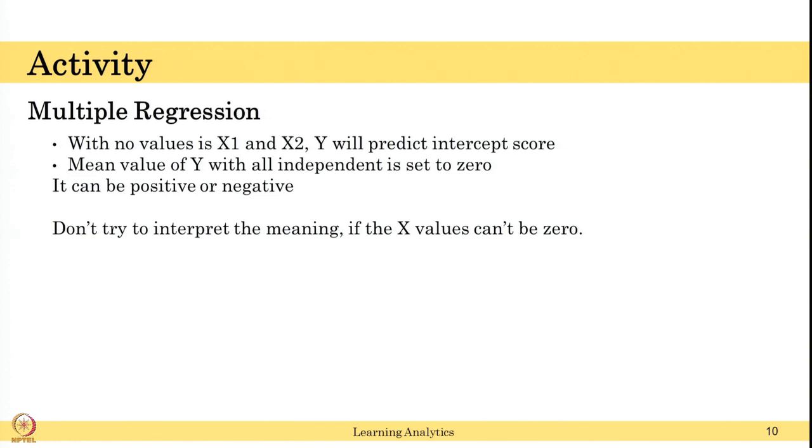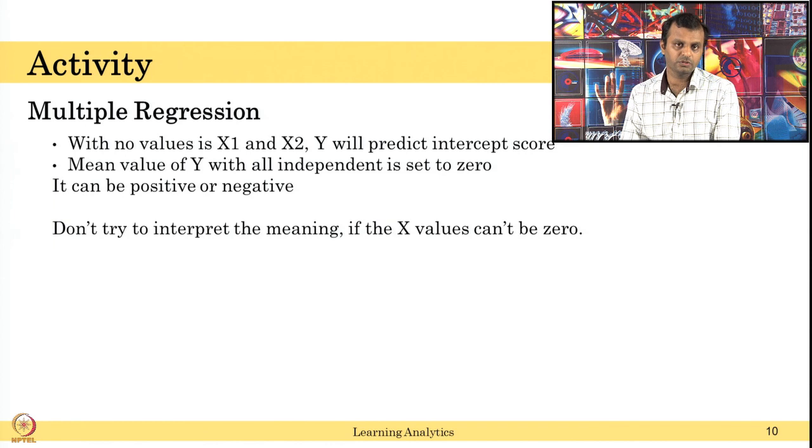So, intercept means that with no values of x1 and x2, y will predict the intercept score. If x1 is 0 and x2 is equal to 0, then the intercept plus that value is what is given in y. The mean value of y with all independent values set to 0 is actually the intercept value. If you have to compute it, that is how you do it. And it can be positive or negative, that is very, very important.